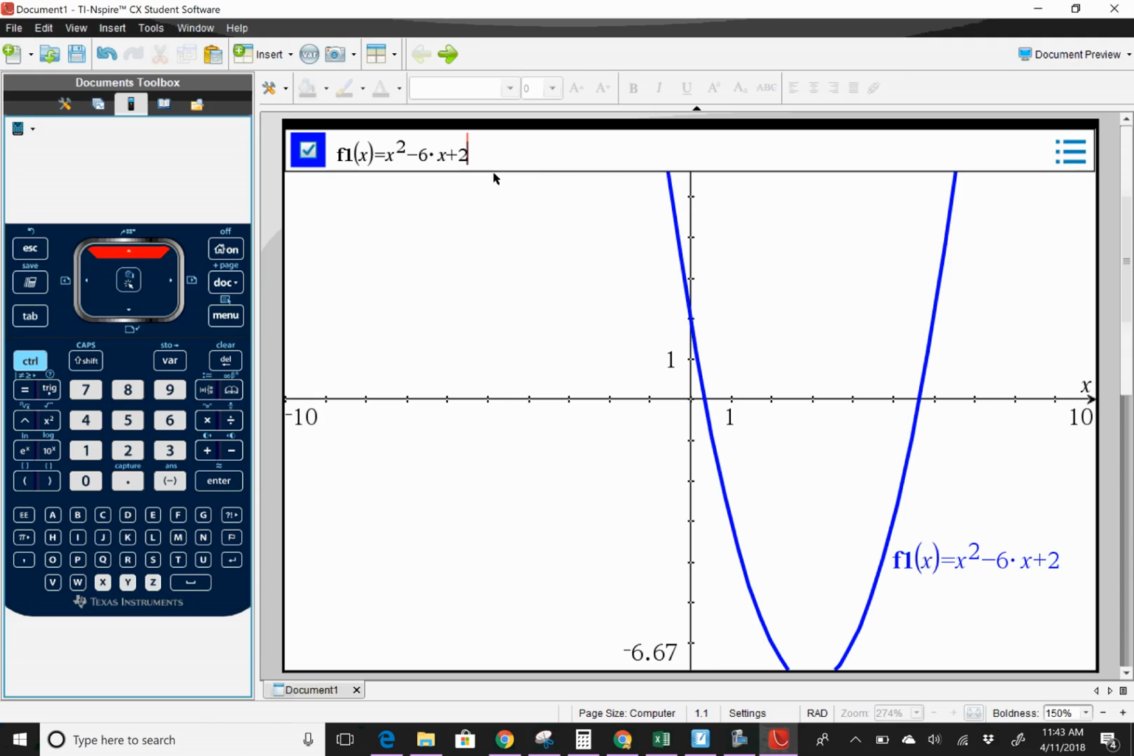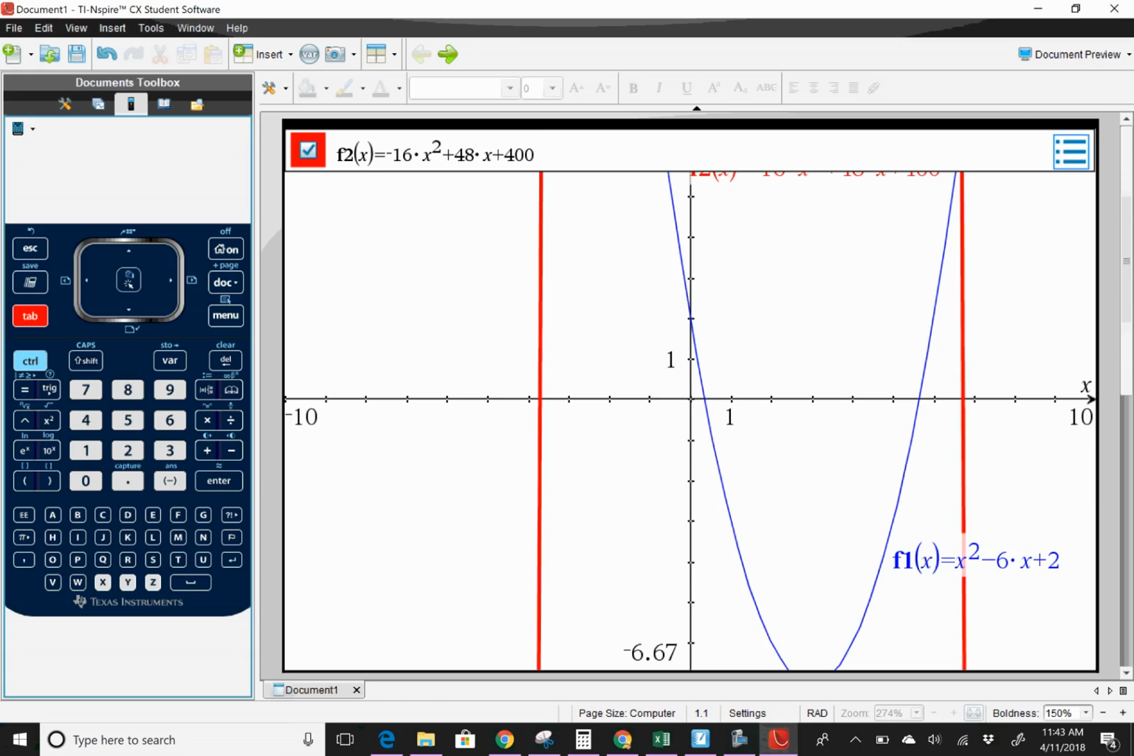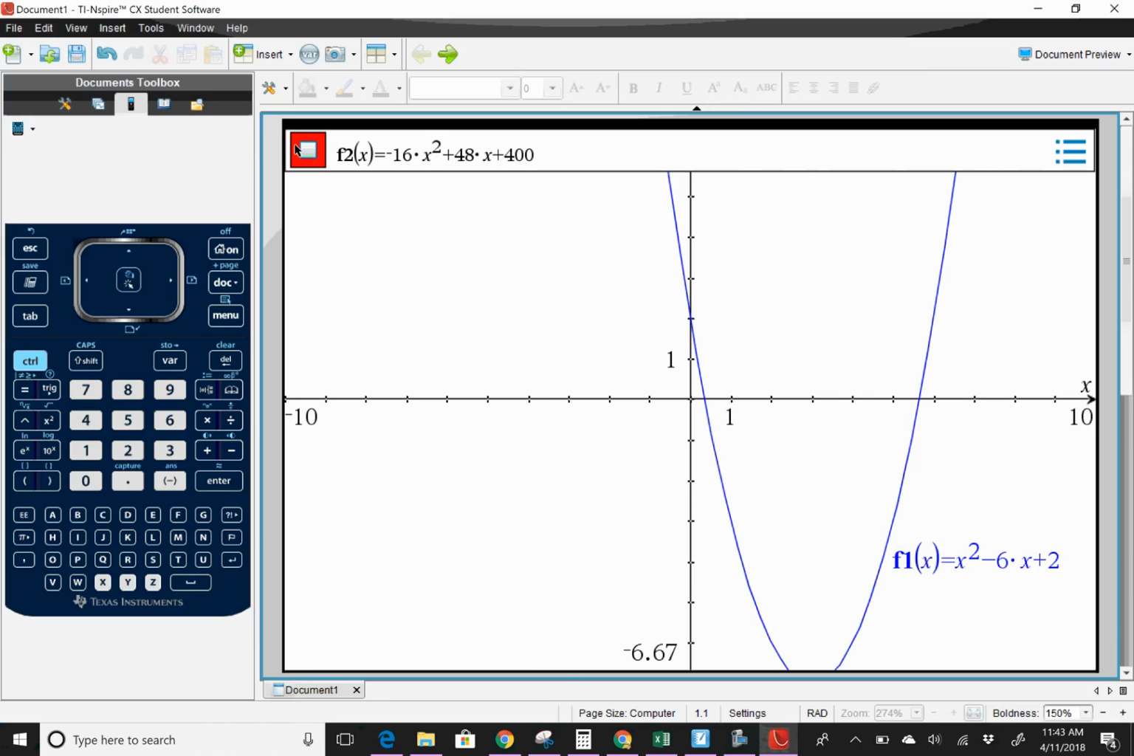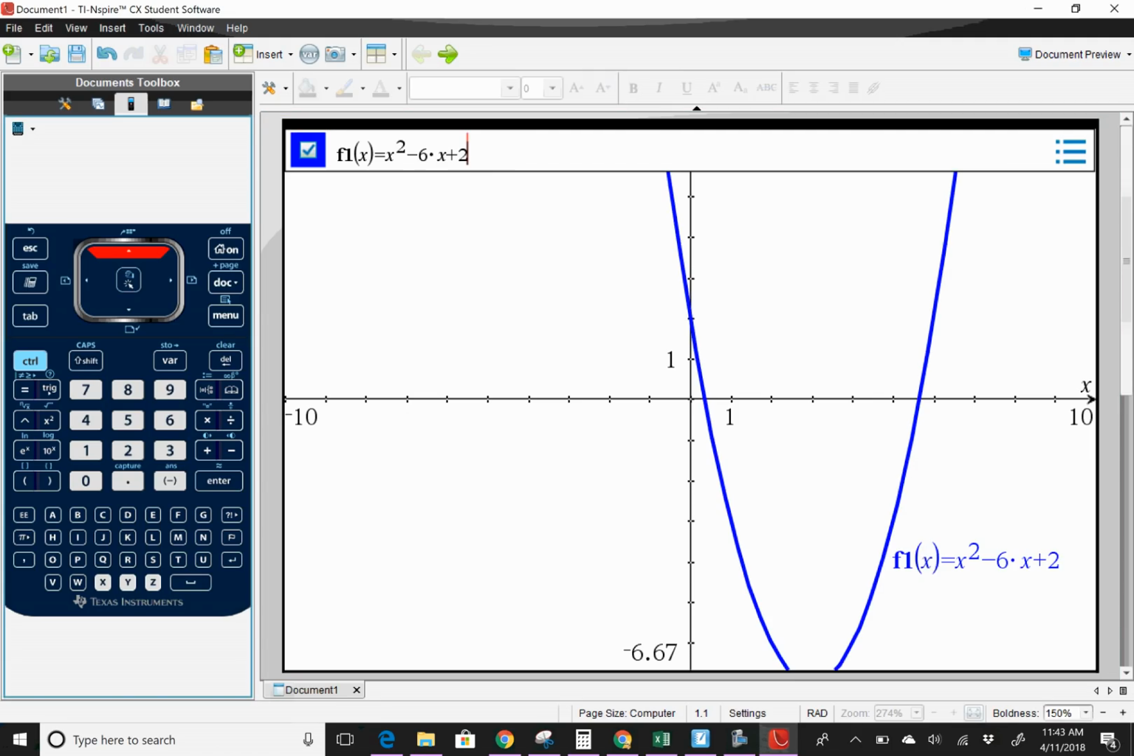You graph it, and this is what we've got. Hit tab. Hold on, wasn't supposed to do that. You can click this button right here and it will go off, because really all I want to look at is that one right there. So this is the function, x squared minus 6x plus 2.